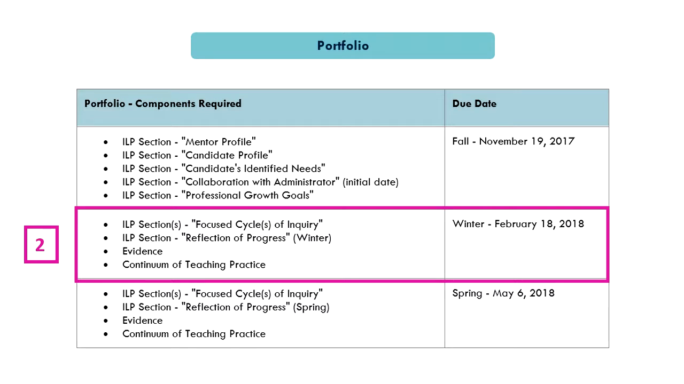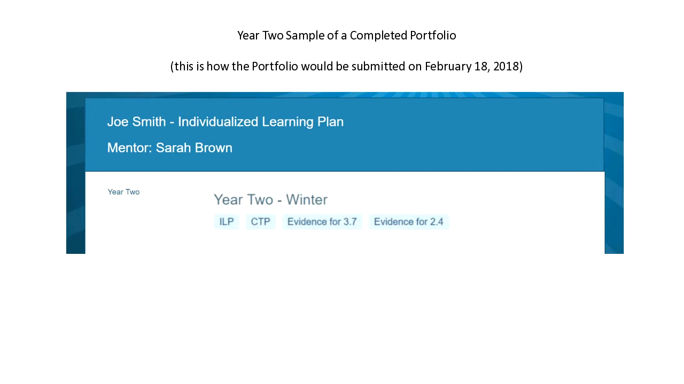In the second submission, due February 18th, you will include 4 components: the focus cycle or cycles of inquiry, reflection of progress for the winter, evidence, and the continuum of teaching practice. Notice that the second submission of the portfolio includes more items. It includes the ILP, which houses the focus cycles of inquiry.